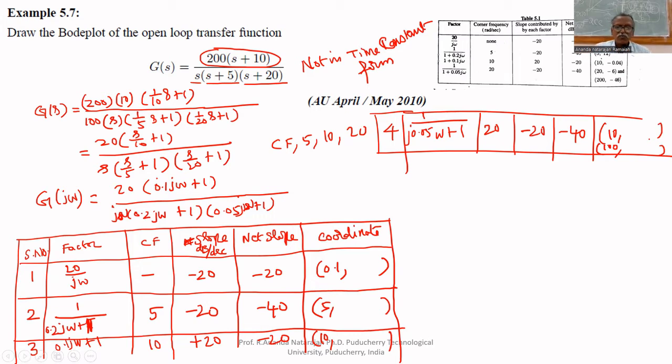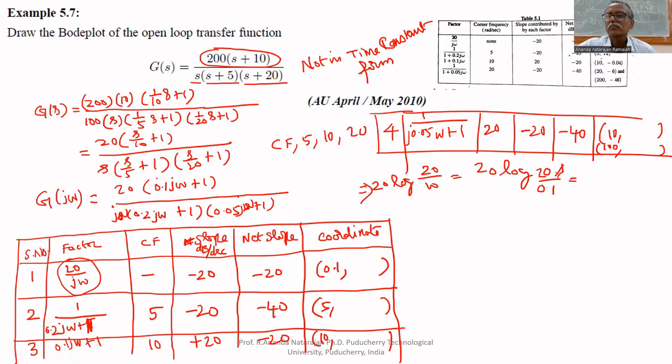Now we have to find the coordinates one by one. Here, in the dB scale, this is 20 log (20/ω). For ω equal to 0.1, because the scale starts with 0.1, since the lowest corner frequency is 5 only, we will start with 20 log (20 divided by 0.1), equal to how much? 46 dB. Therefore, the coordinate is 0.1 comma 46.